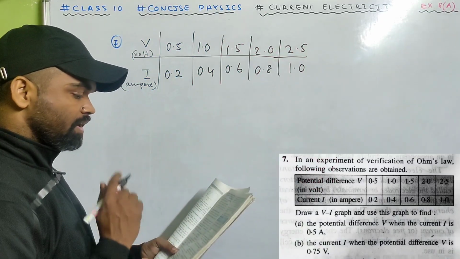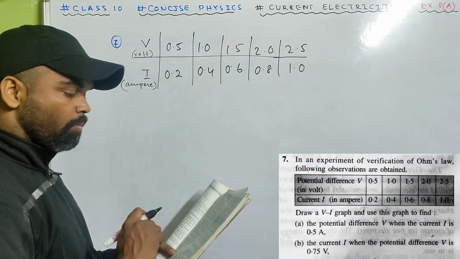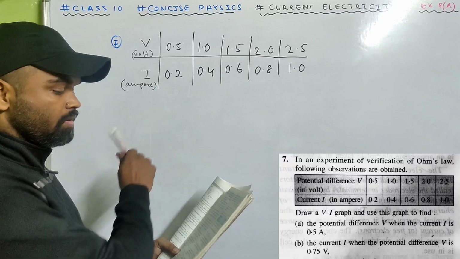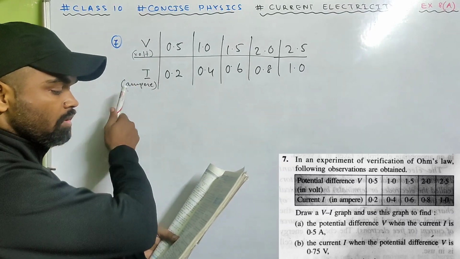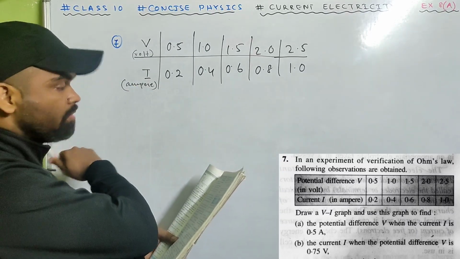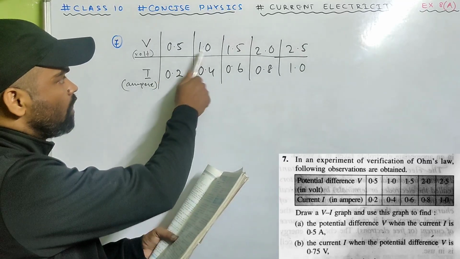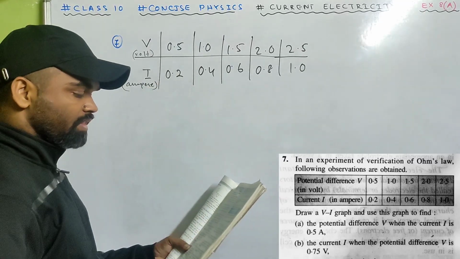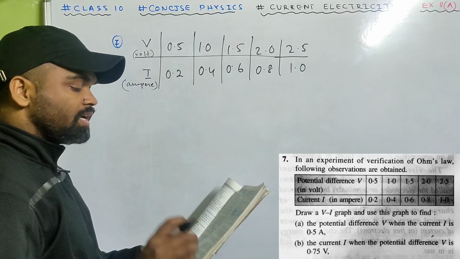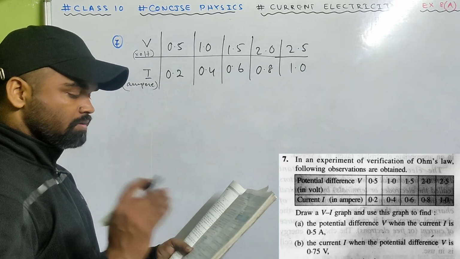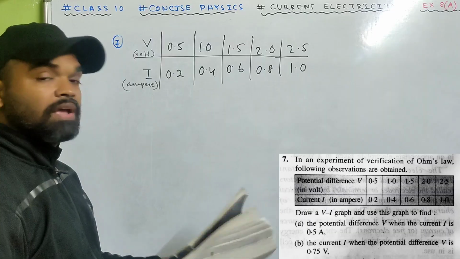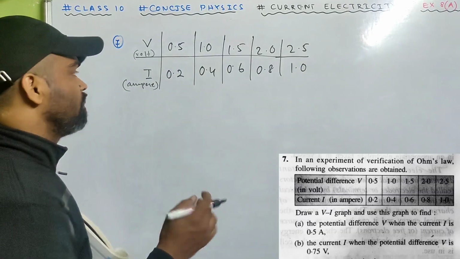Now look at number 7. In an experiment of verification of Ohm's law, the following observations were obtained. Potential difference in volt, current in ampere. When the potential difference was 0.5, current is 0.2, 1.0, 0.4, like this, they have given the readings. Draw a VI graph and use this graph to find. There are 3 things they told us to find. First of all, draw the graph.